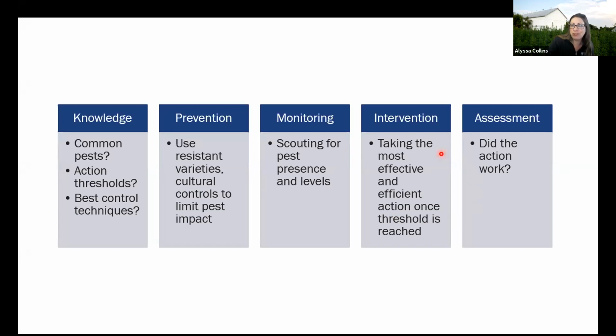Intervention, taking the most effective and efficient action once you do reach any sort of action threshold or what you decide is your risk level. And the assessment is basically, did this action work? Giving yourself that feedback. And that's how you develop an IPM system on your own farm, because that's what we're all trying to do. We can tell you in general what measures to take and things like that, but only you are going to know what worked well on your farm, because every farm is different.